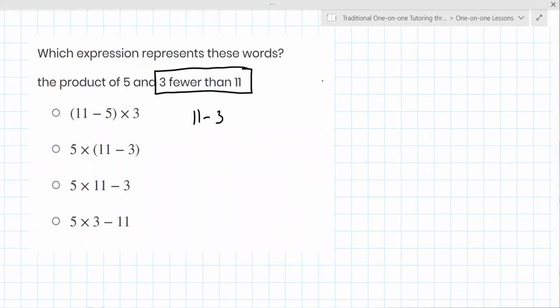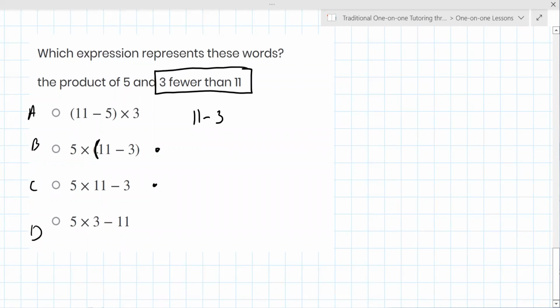So do I give you the final answer or? Sure, if you can tell me which one it is. My hint is to look for the one that's got 11 minus 3 in it. Oh, so it's two. I don't know if it's 2 B or C. Yeah, they look really similar.